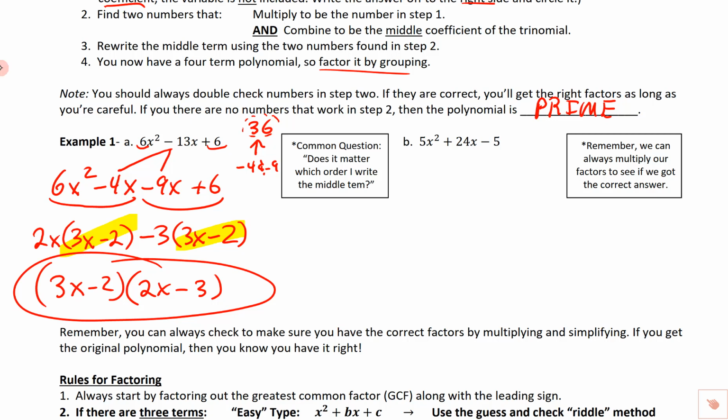Same thing is true on this next one. So we take the coefficient right here and the constant at the end. We multiply these together. We end up with negative 25. I'm going to put a dotted circle around that.